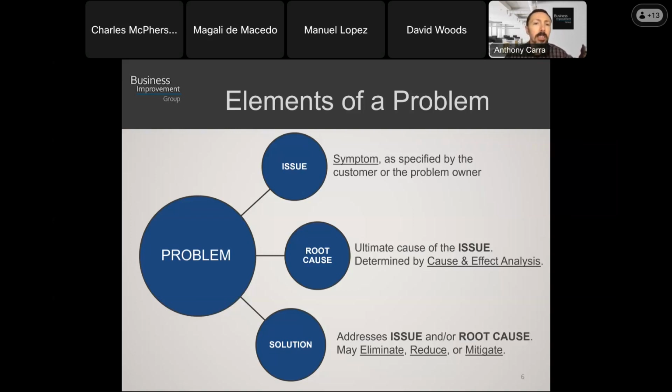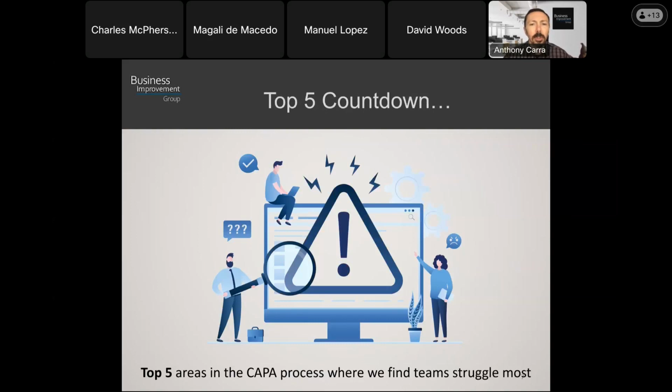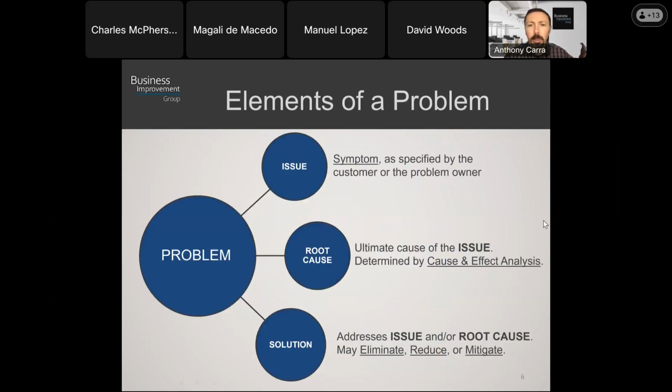So the first one is the issue itself, right? And that's, when you first hear of a problem, usually what we're talking about. We're talking about the issue. It's the pain point. It's the nonconformity. It's the symptom as specified by the customer or the problem owner. So it's this nagging symptom, if you will, of the problem. Now, that issue had to come about somehow, and that is the cause.